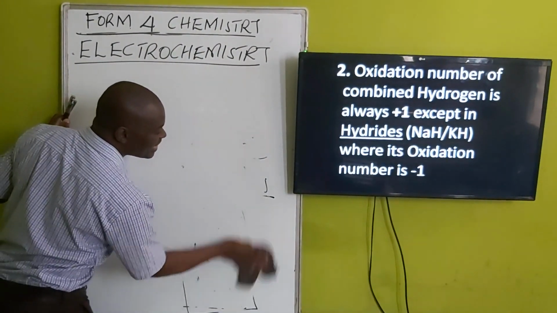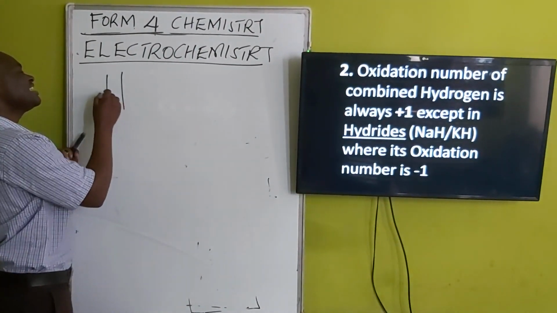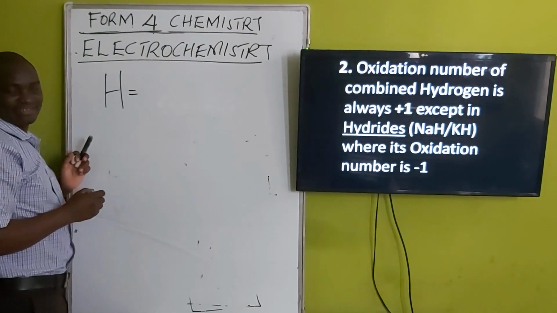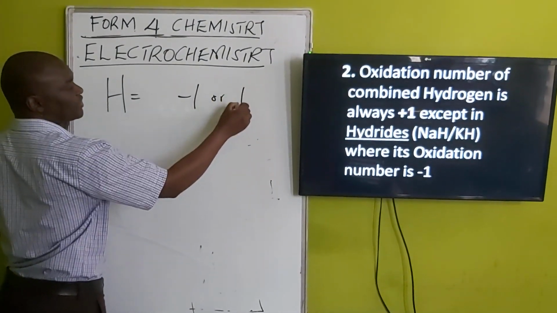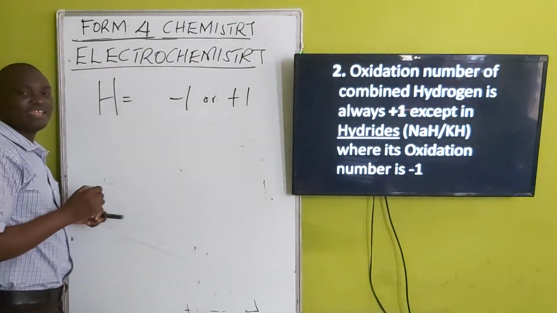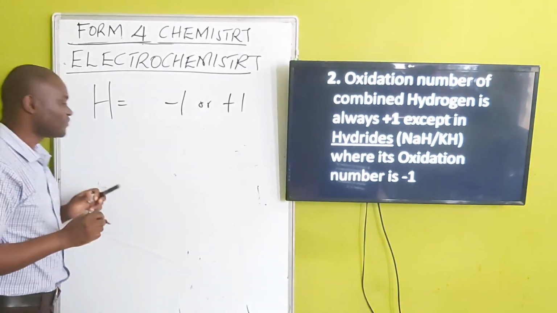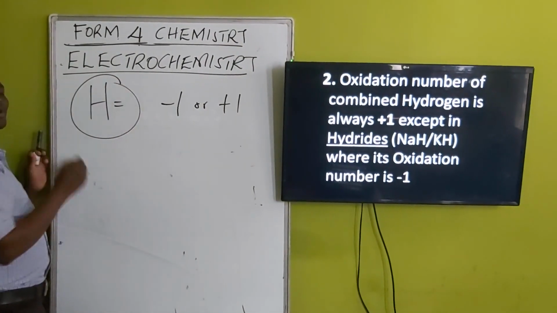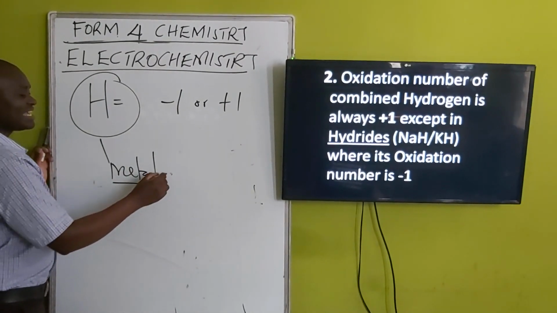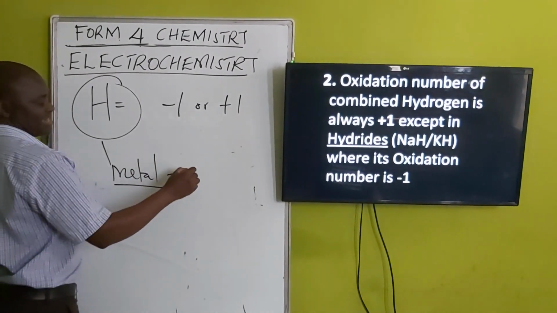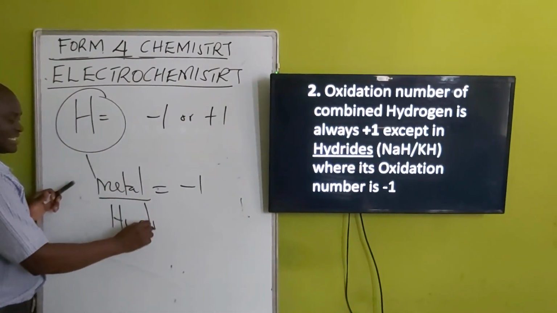Rule number 2, the oxidation number of hydrogen. Hydrogen is normally assigned either -1 or +1, depending on which element it is bonded to. Hydrogen bonded to a metal is normally assigned -1.